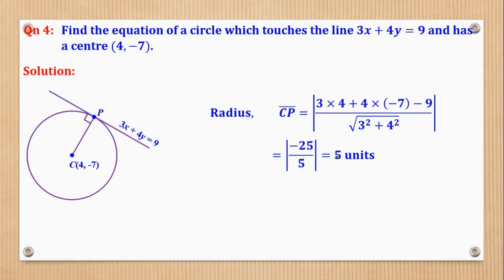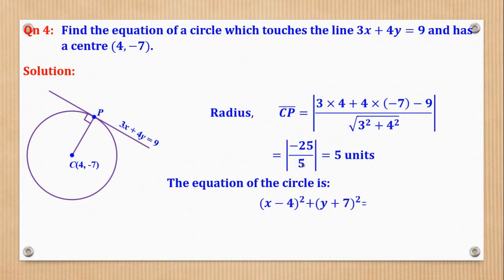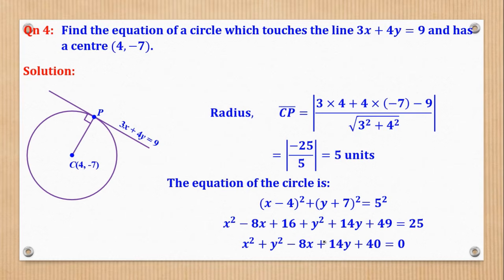Now that I have the radius and the center, I remember the first equation we derived, which says (x minus a) squared plus (y minus b) squared equals r squared. That's what I'll use. But that is not the end of the equation. You have to expand and simplify. So when I expand, I'll come up with that. Simplify, I'll come up with that as the required equation of the circle.